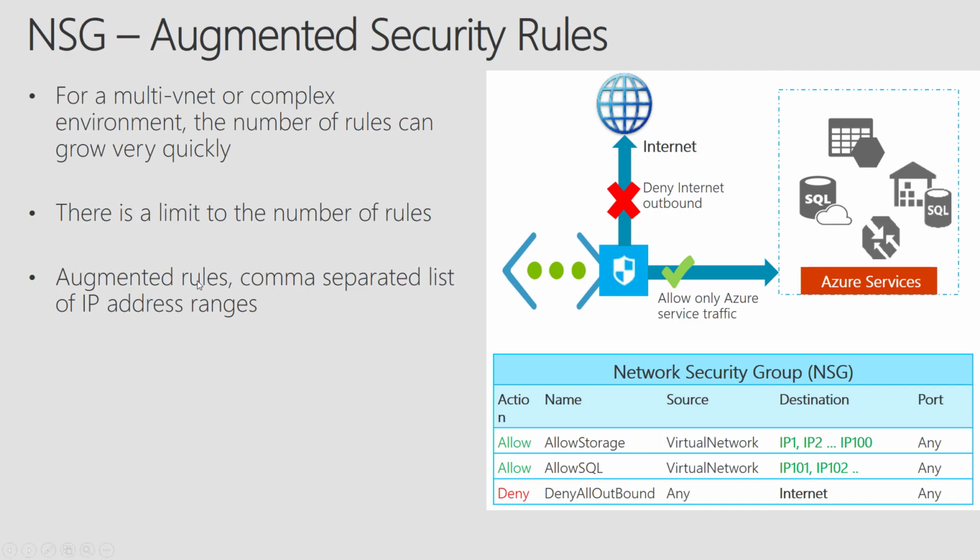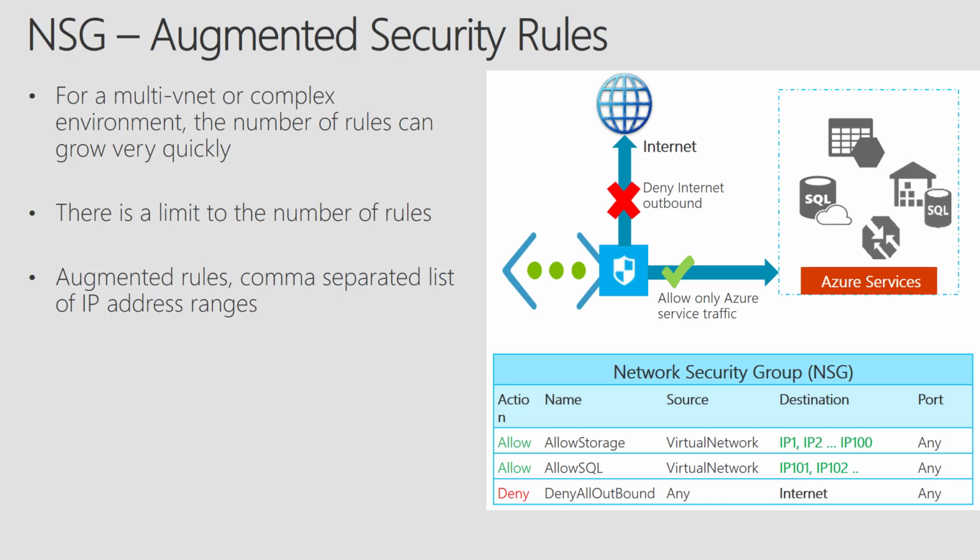So what augmented security rules, this feature, does is it allows us to specify multiple IP addresses or multiple IP address ranges within a single rule. Let me show you quickly what I'm referring to.